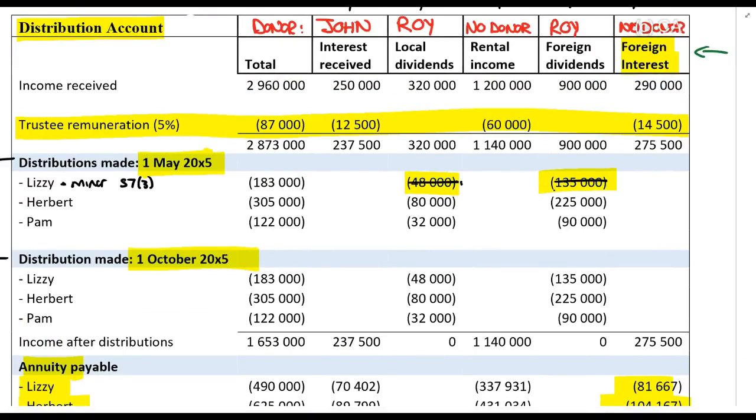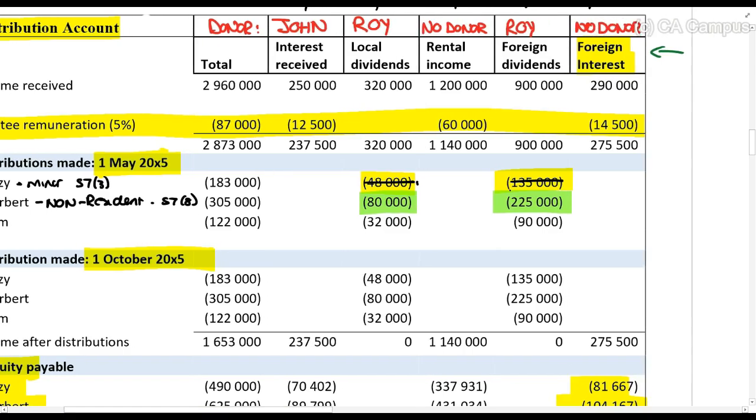Next up, Herbert. Now what do we know about Herbert? He is a non-resident. So for non-residents, we have to consider section 7(8). Okay, so the 80,000 and the 225. Was there a donation and is the donor alive? In both these instances, it's Roy that donated it and Roy was alive. So yes. Does any section 7 apply? Section 7(8) applies. So who should be taxed on that?